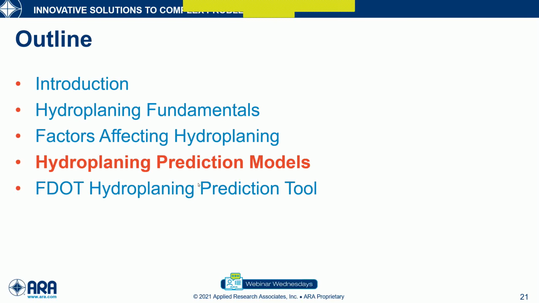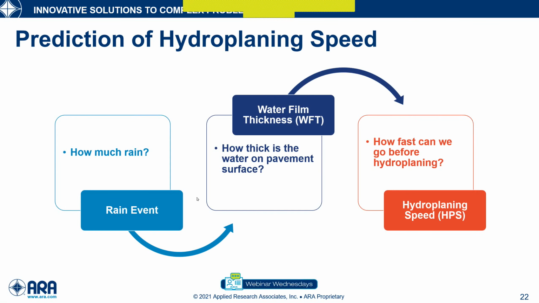Okay, so we saw the factors that affect hydroplaning. Now let's turn to go over the hydroplaning prediction models. So how do we predict hydroplaning speed? There are 2 major models involving the prediction of the hydroplaning speed. And the first model is the water-film thickness model, which uses a given rainfall intensity as well as some other input parameters that we will see in the next few slides.